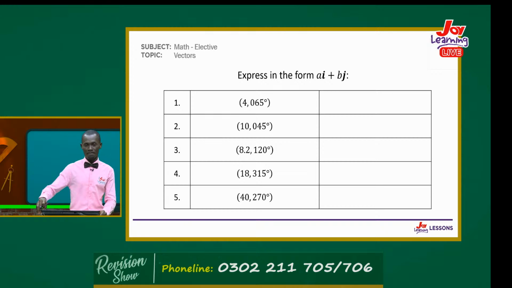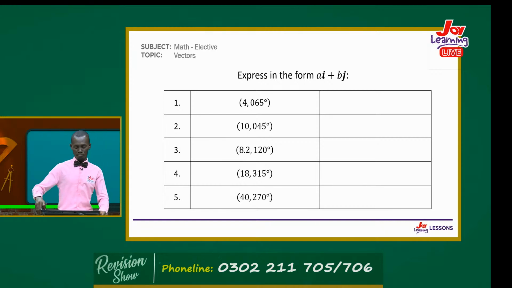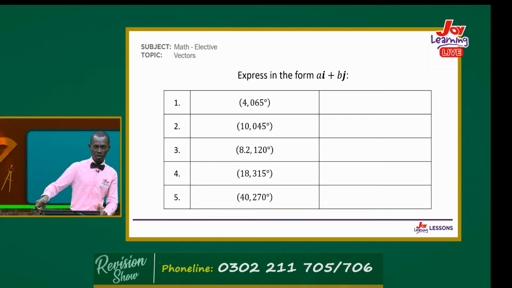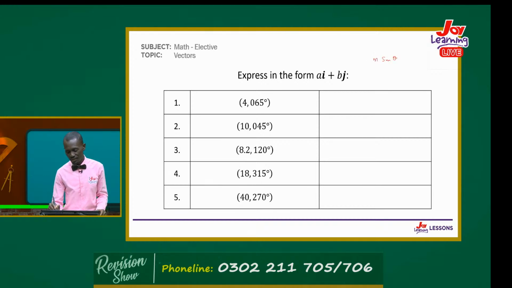Do I have a caller on the line? So we have question 1, magnitude 40, bearing 065 degrees. Question 2, magnitude 10, bearing 045 degrees. Question 3, magnitude 8.2, bearing 120 degrees. Question 4, magnitude 18, bearing 315 degrees. Question 5, magnitude 40, bearing 270 degrees. All right, just to emphasize, all you simply do is magnitude times sine of the bearing, magnitude times cosine of the bearing.